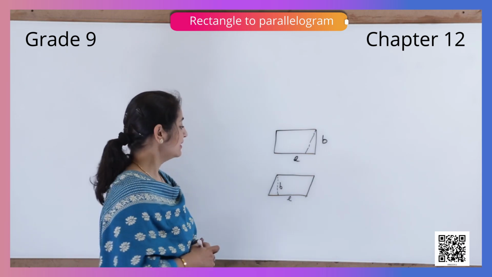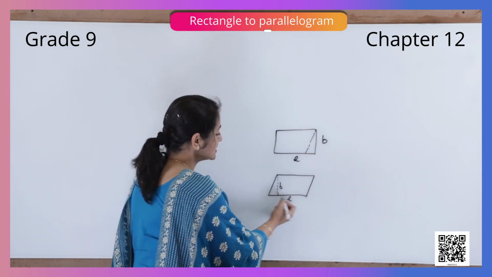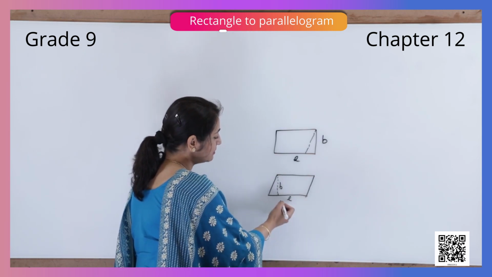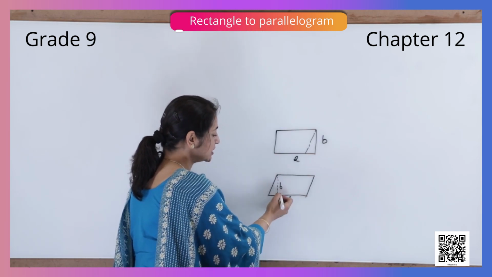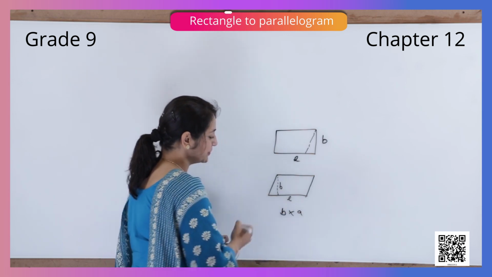That is the reason the area of a parallelogram is base into altitude. This L has become the base of the parallelogram and this B has become the altitude. So the area of the parallelogram is base into altitude.